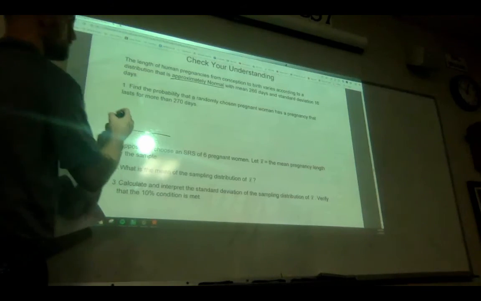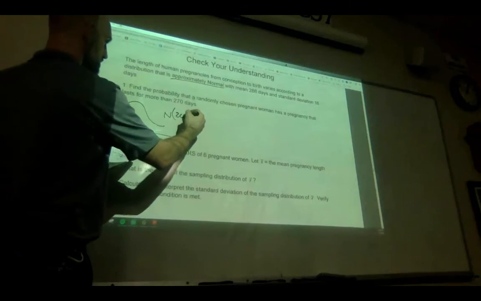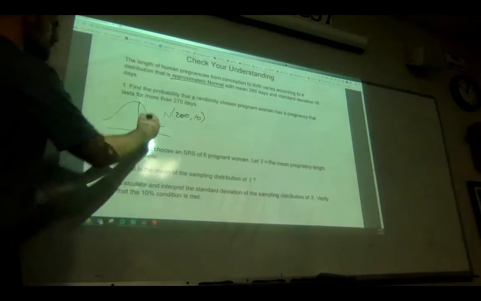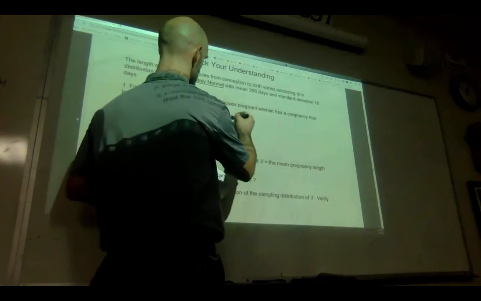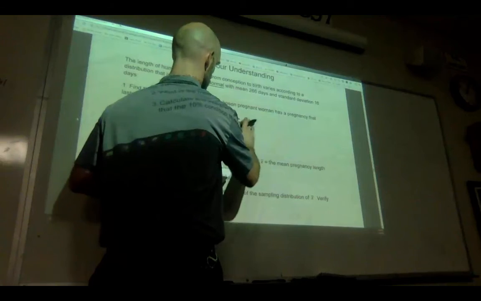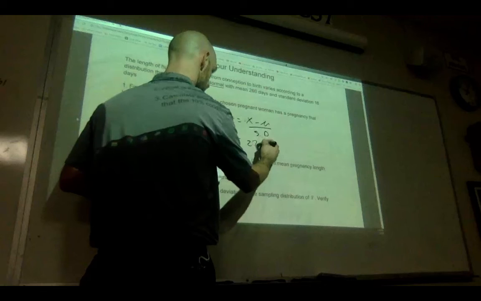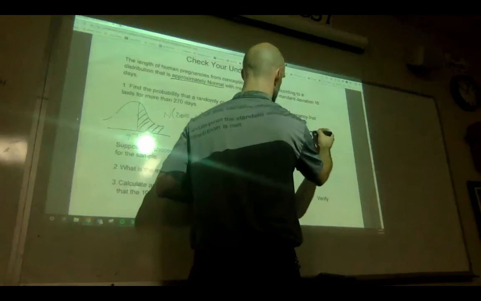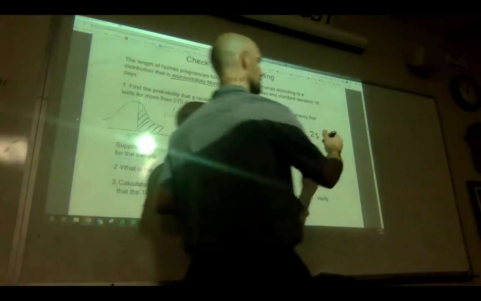All right, so now the probability that a randomly chosen pregnant woman has a pregnancy that lasts for more than 270 days. We have normal here, 266 here, 16 is our standard deviation, and we want 270 or above. So if we do the z-score way, z equals x minus mu over standard deviation. So we have 270 minus 266 over 16 gives us a z-score equal to 0.25, which correlates to, what did the z-score of 0.25 correlate to? 0.598.